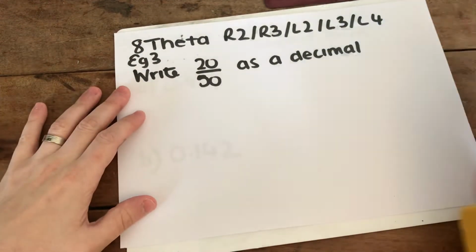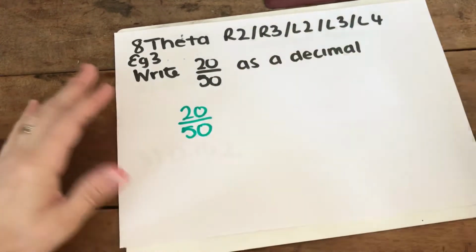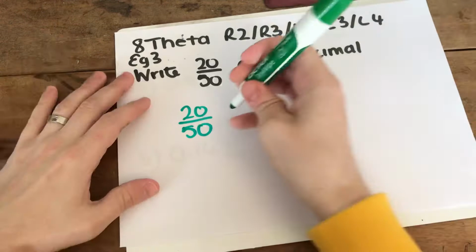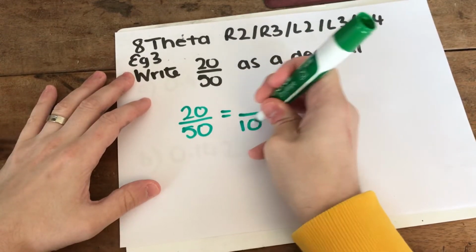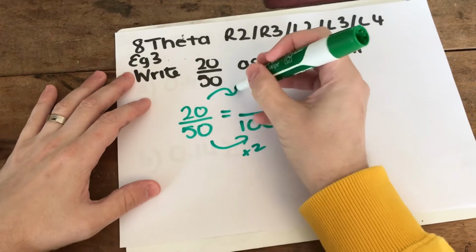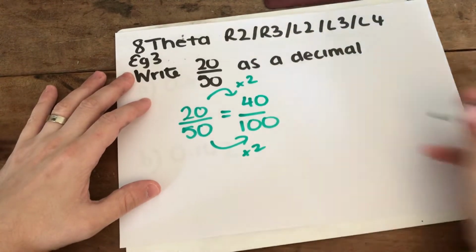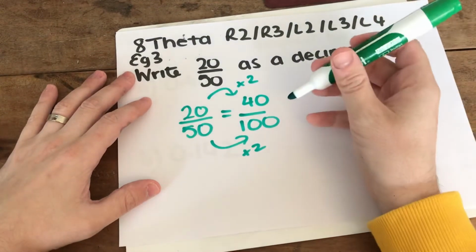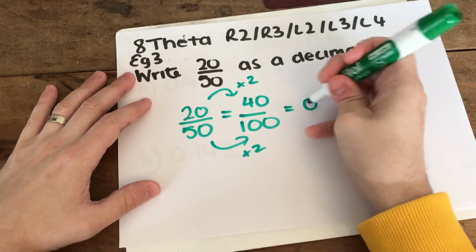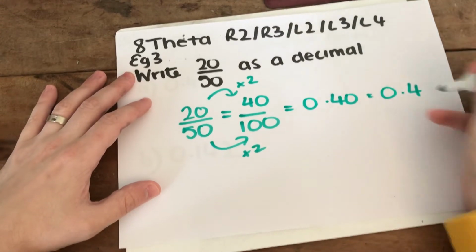So if we have a look at this example here, we've got 20 out of 50. There's two ways we can do this. We can make the denominator out of 100 by multiplying by 2. And that would give us the numerator as 40, and then we can turn that into 0.40. Of course, that's the same as writing 0.4.